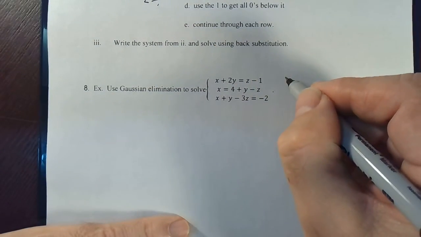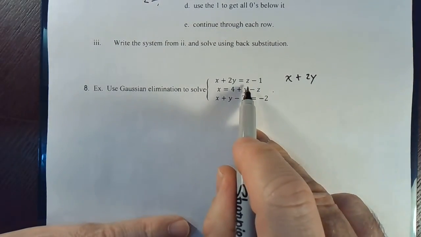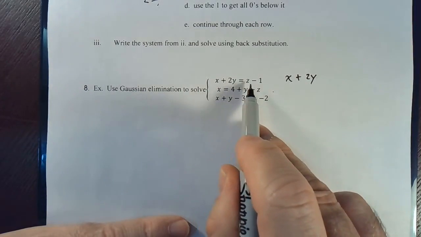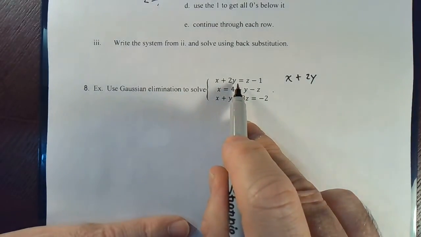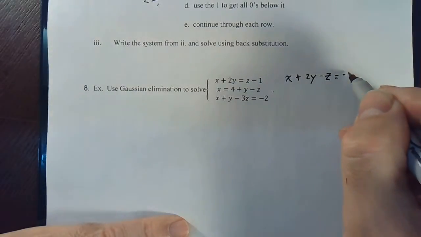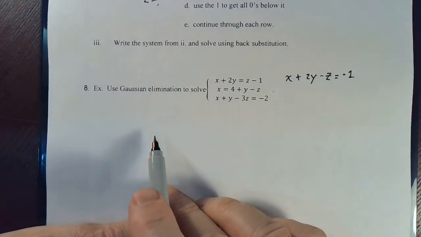So it looks like it would be x plus 2y. Then what? Not plus z, but minus z. I have to subtract z from both sides. Minus z equals -1. So all I did was subtract z from both sides.